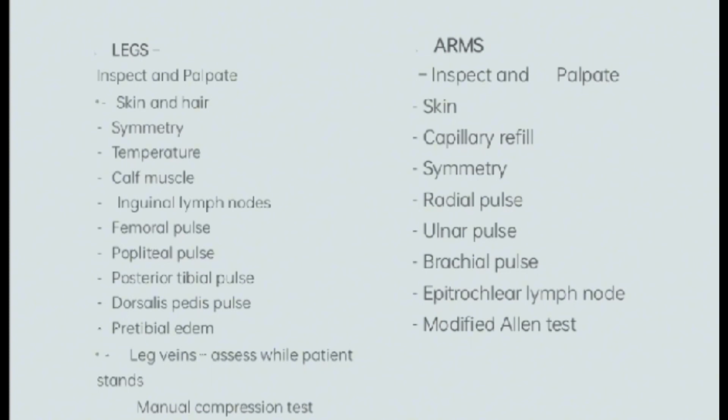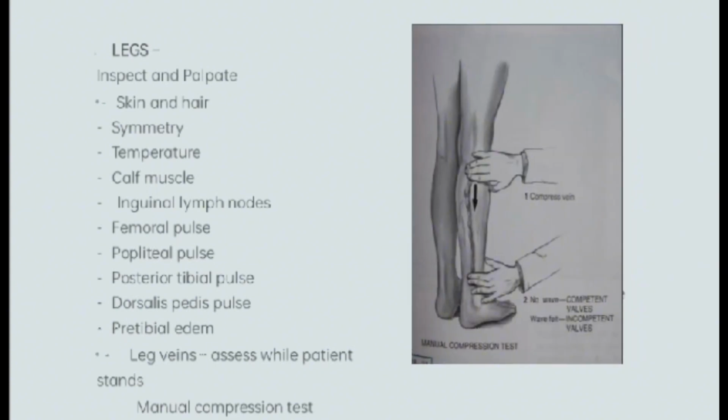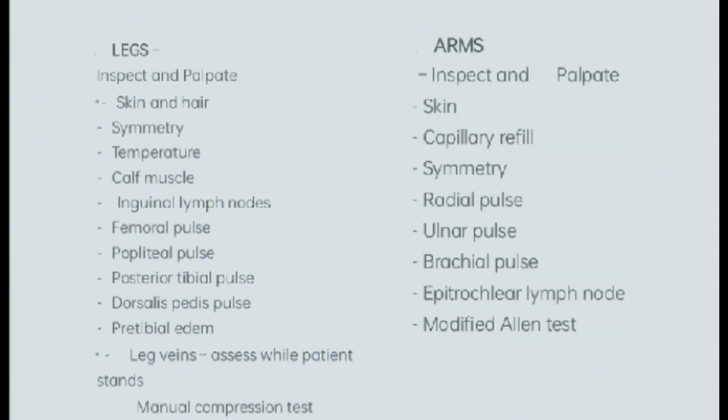And the next is palpating the femoral pulse, popliteal pulse, the posterior tibial pulse, and the dorsalis pedis pulse. Observe for any weak or bounding pulses. Next, we have the pretibial edema. Observe for any edema or swelling on the legs. And then lastly, we have the leg veins. Assess the veins on the legs while the patient is standing. You can also perform the manual compression test, where you press on a certain vein and observe if there's any reflex or a vibration or a wave.